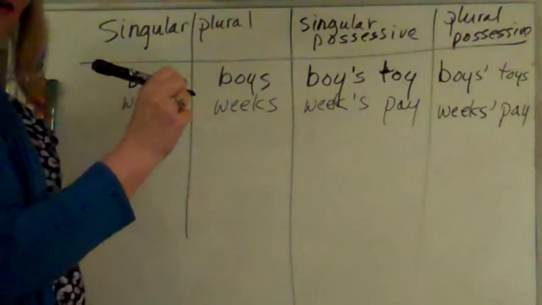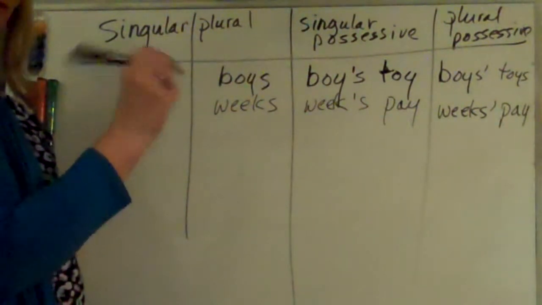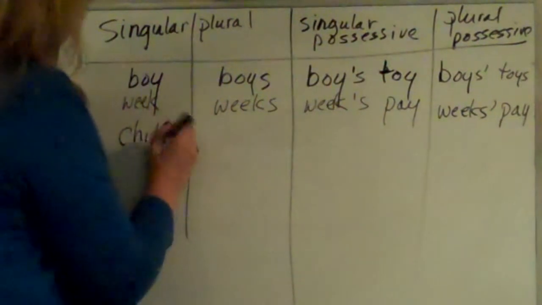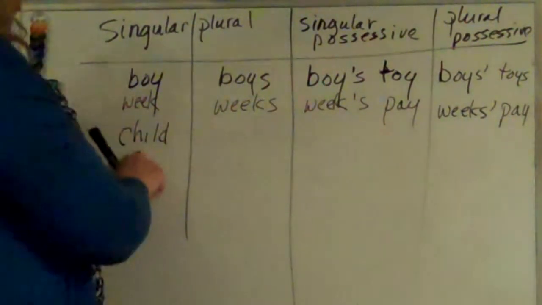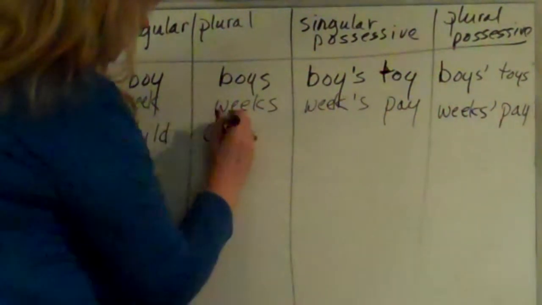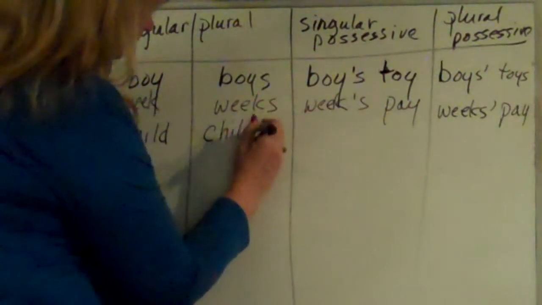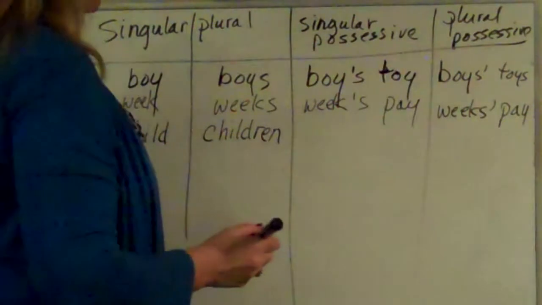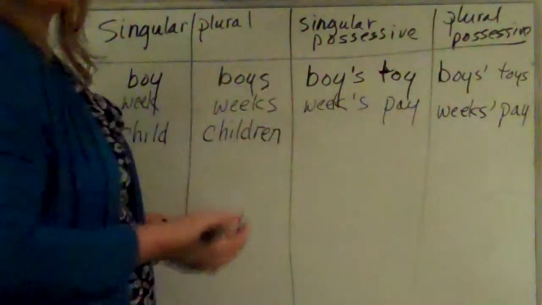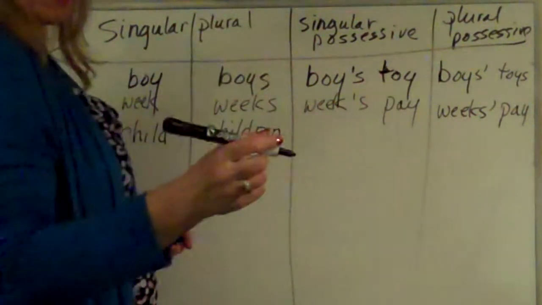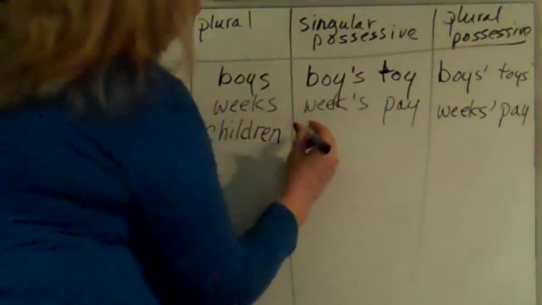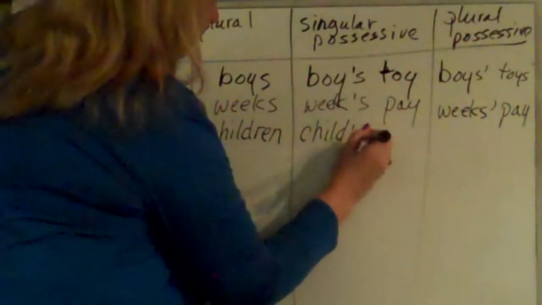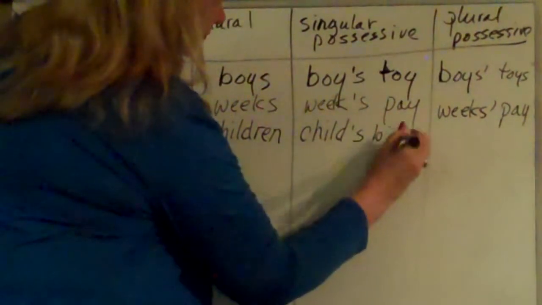Now we had child on the chart a few minutes ago, but I erased it. So let me put it on again so I can show you how this would work. So 1 child, 2 children, and then we could say the child's bike. Okay, so it's the bike of the child. So I'm going to write child, then apostrophe S, bike.